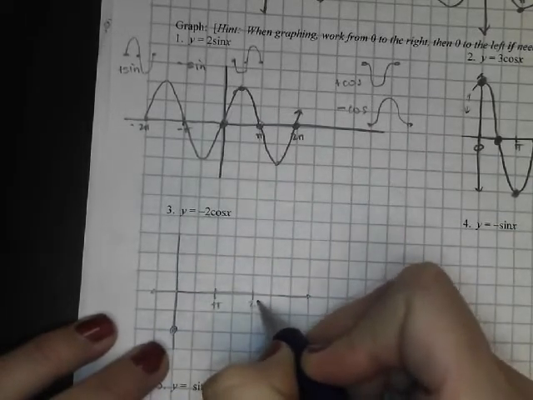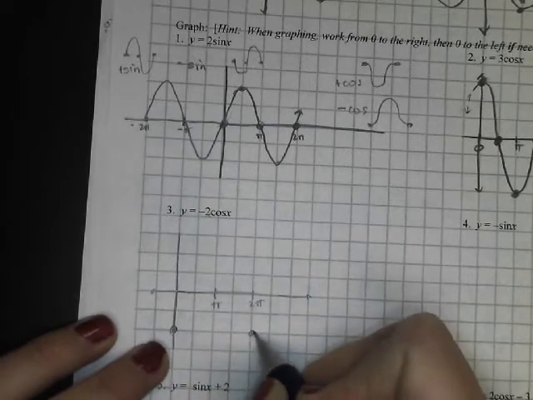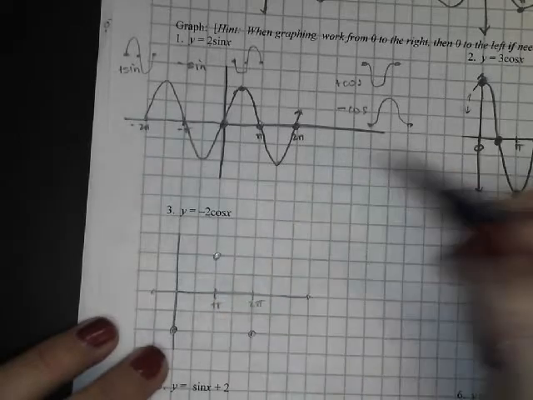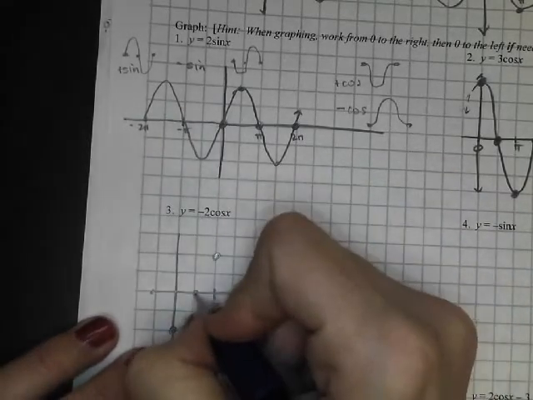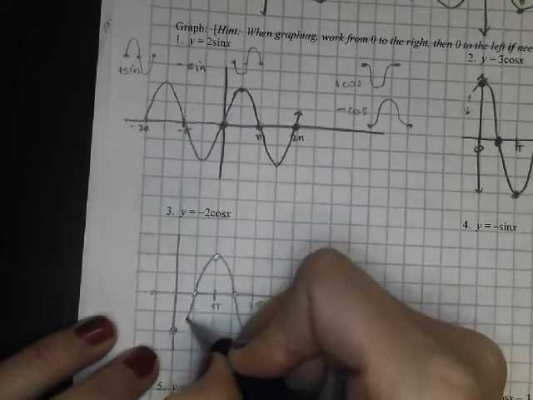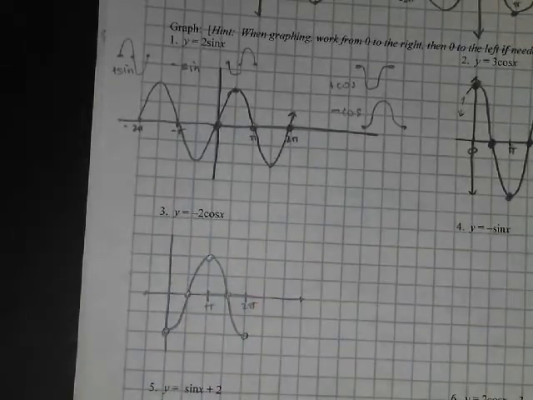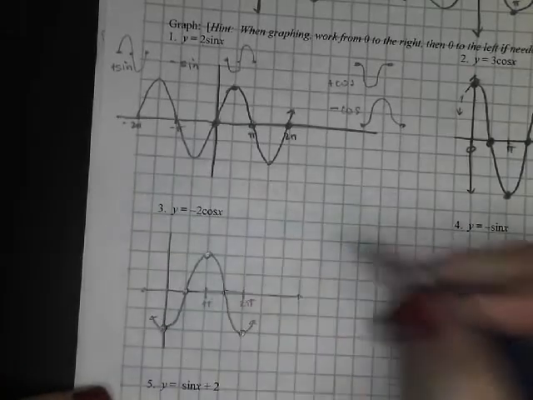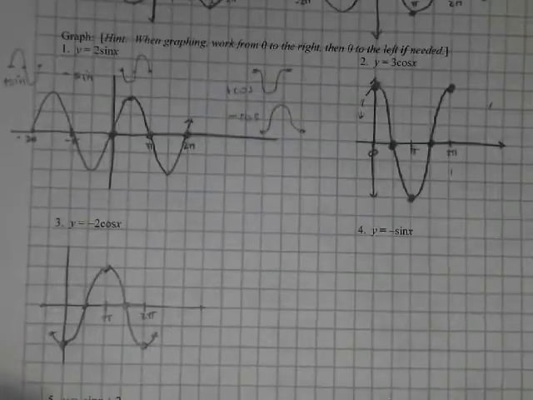So here's pi and here's 2 pi. So it's going to also end at negative 2. And then it's going to have a max halfway in between at positive 2, and then zeros fill in the gap. So there's your cosine graph stretched vertically by 2 and flipped upside down. And then that would continue that way, and that would continue that way.